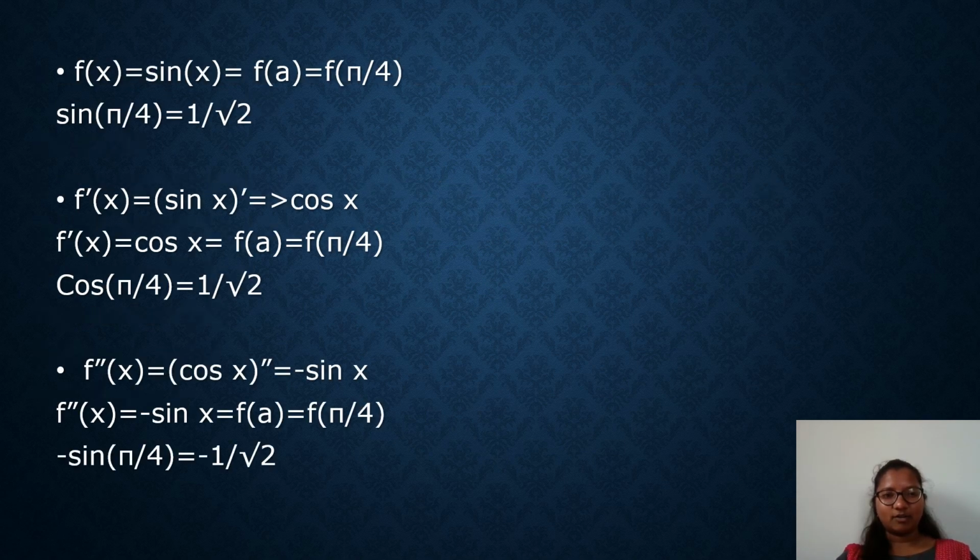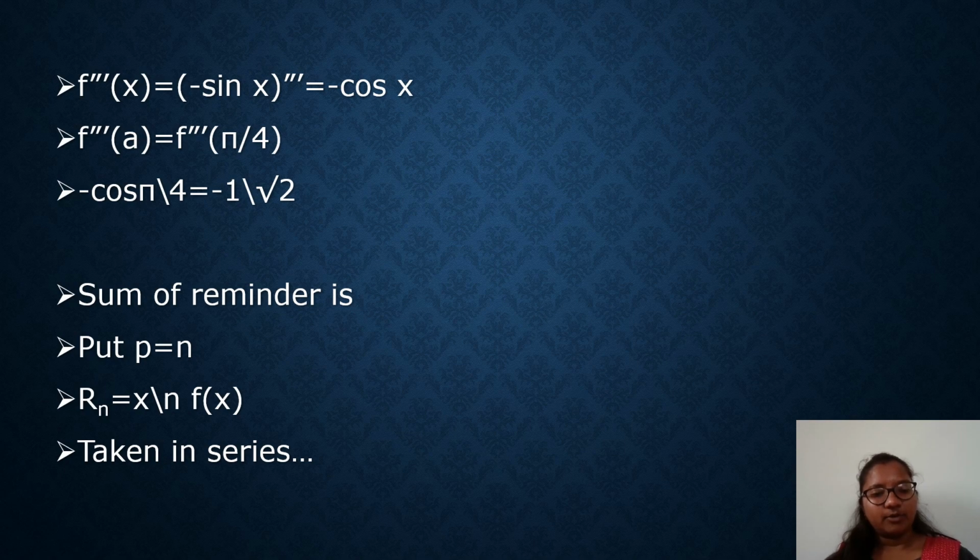f of x equals sin x, so f of a equals f of pi by 4 equals sin pi by 4 equals 1 by root 2. f dash of x equals derivative of sin x equals cos x, so f dash of a equals f dash of pi by 4 equals cos pi by 4 equals 1 by root 2. f double dash of x equals derivative of cos x equals minus sin x, so f double dash of a equals f double dash of pi by 4 equals minus sin pi by 4 equals minus 1 by root 2.